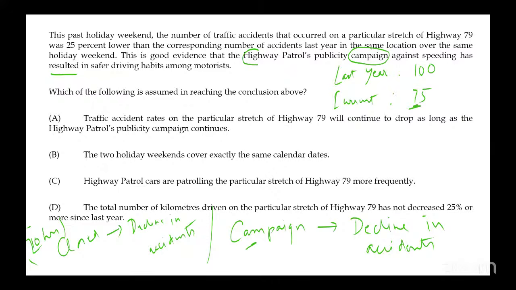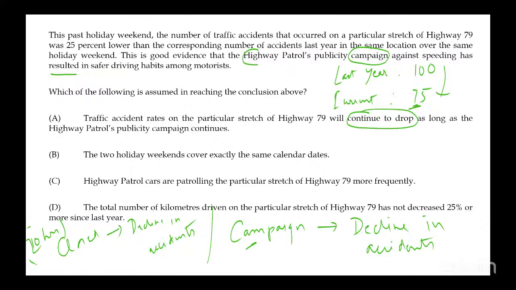So let's see. Traffic accident rates on the particular stretch of Highway 79 will continue to drop as long as the patrol's publicity campaign continues. So it says it will continue to drop. So maybe it has reached its limit. The conclusion is simple. The conclusion is saying the campaign has helped. It is because of the campaign. Without making any future prediction.